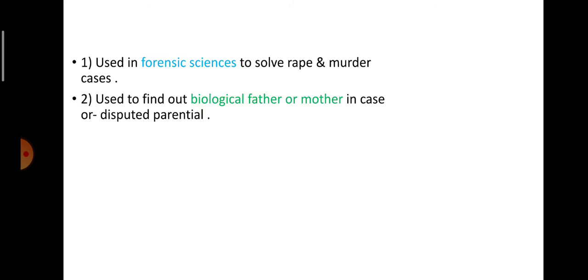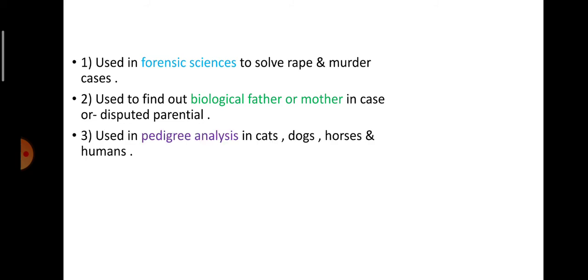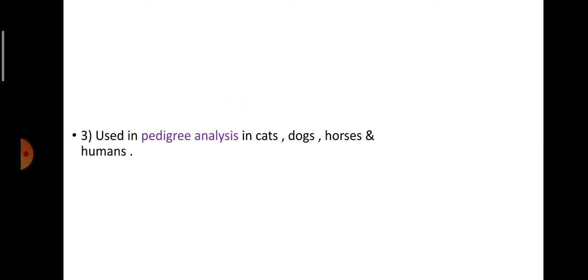Then applications of DNA fingerprinting: number one, it is used in forensic science to solve rape and murder cases. Second, it is used to find out the biological father or mother in case of disputed parentage. Then it is used in pedigree analysis in cats, dogs, horses, and humans. Let's watch the given video to understand the concept of DNA fingerprinting.